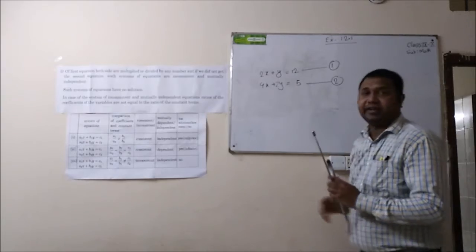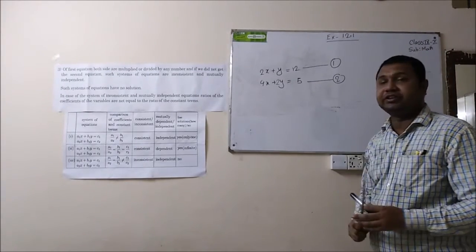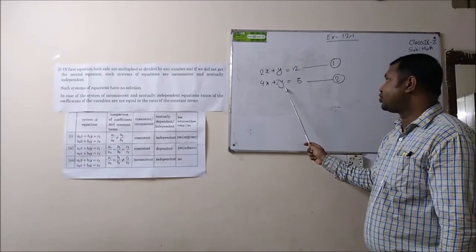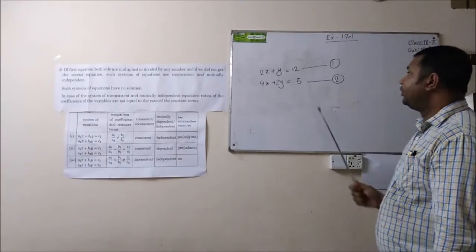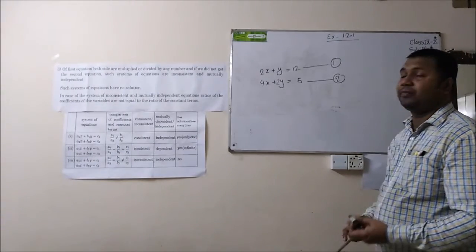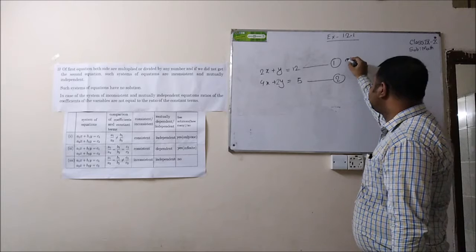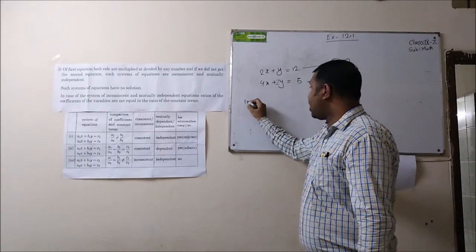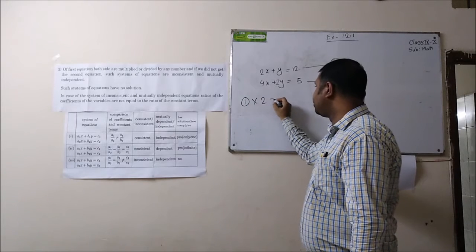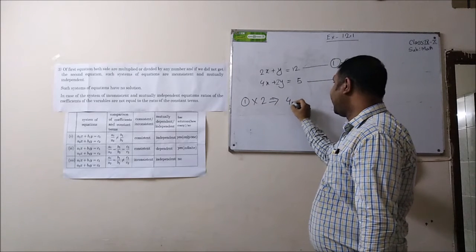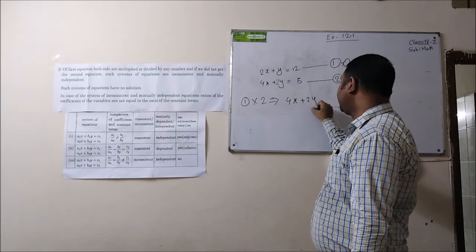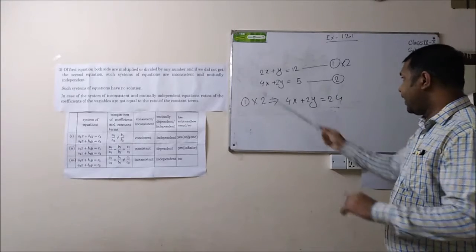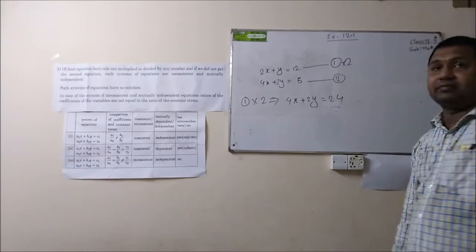Now let's write two different equations: 2x plus y equals 12 and 4x plus 2y equals 5. If you multiply equation number 1 by 2, you will get 4x plus 2y equals 24. So you can see the terms of x and y are similar, but the constant terms are not equal.